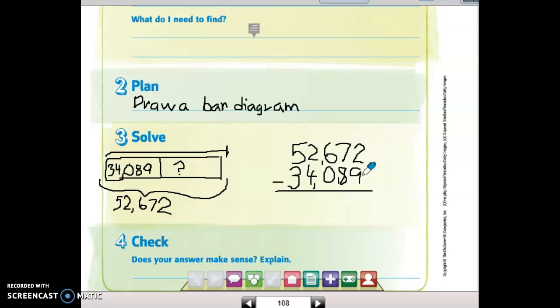I have 2 over 9. I can't have 2 of something and take 9 away, so I have to regroup from this 7. That's going to take 1 away from there. It's going to make the 2 a 12. Now I can do 12 and take 9 away from that. That's going to give me 3. And again, I've got 6 on top in the tens place and 8 on bottom. Can't do, regroup. And that 6 becomes a 16. 16 take away 8 is 8.